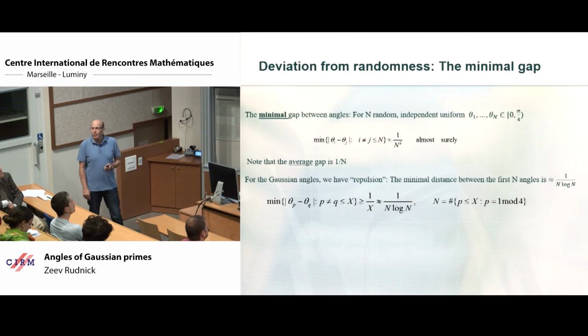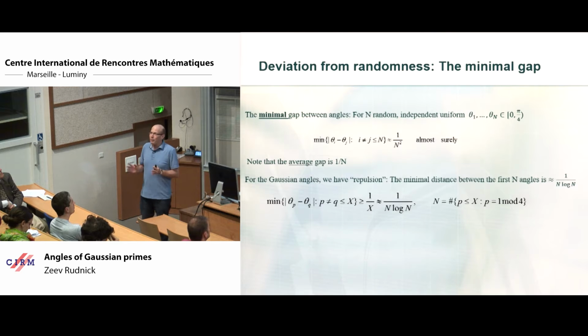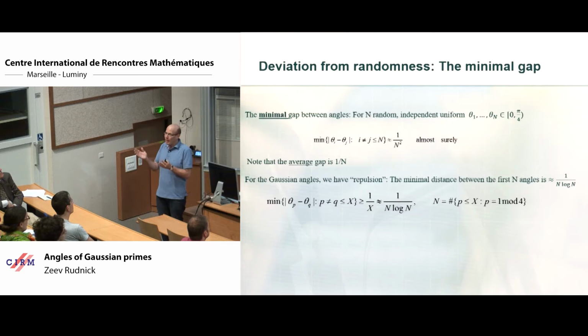Okay, now let's look at the minimal gap. If you take n random points in the unit interval, what is the size of the minimal gap? The maximal gap is log n over n. The average gap is 1 over n. Well, there's something called the birthday paradox that says that the minimal gap is going to be 1 over n squared.